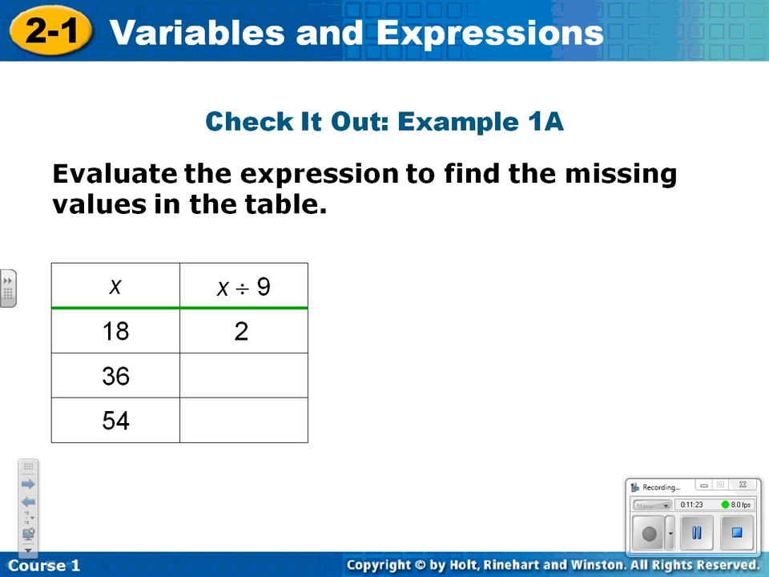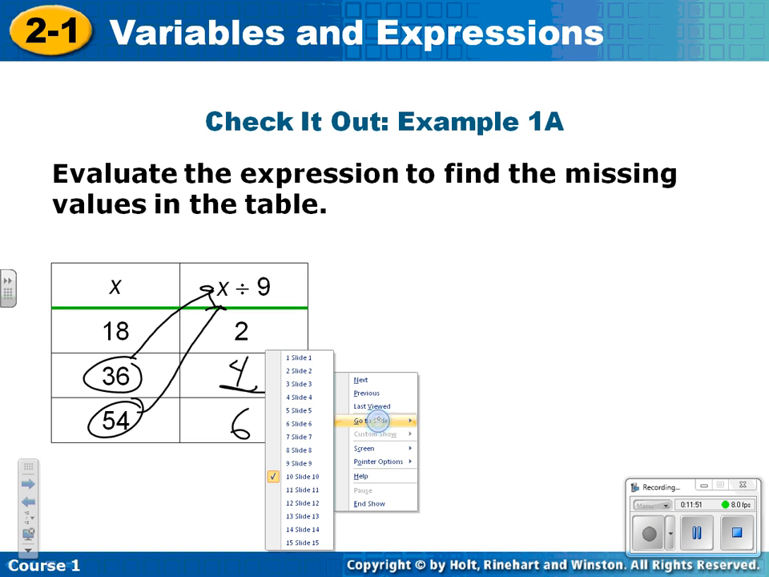Things just got a lot easier, didn't it? You don't even have to write these on your whiteboards. What goes in this spot? 4. Take 36, plug it in right there. We have 36 divided by 9, which is 4. This one, plug it in for the x right there. What goes there? 6. 54 divided by 9 is 6. Very good. Next problem.